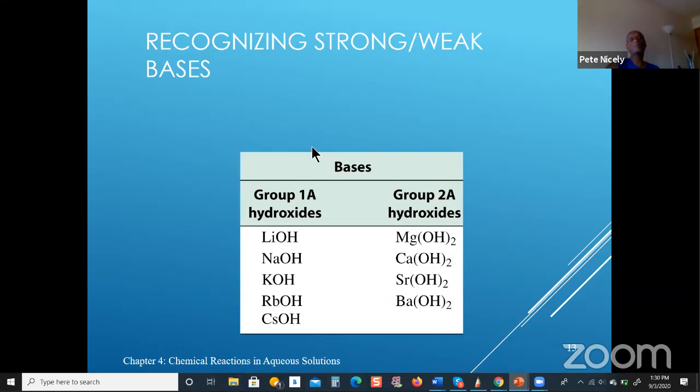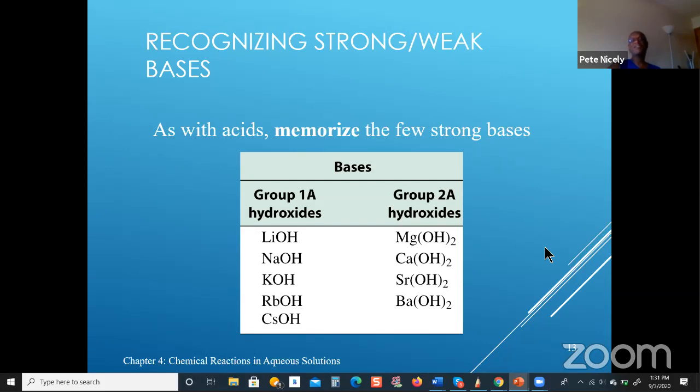Again, you need to memorize some strong bases here. Now, this is an easier list to remember because these are all hydroxides of group 1A and group 2A, right? So lithium all the way down to cesium hydroxide in group 1A, and then magnesium all the way down to barium hydroxide as far as the group 2A hydroxides are concerned. So make sure that you commit these bases to memory as being strong, and pretty much any other base that you're going to encounter will be weak unless you're told otherwise, all right?